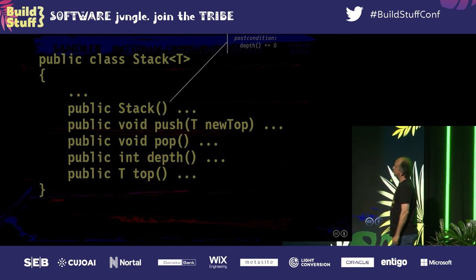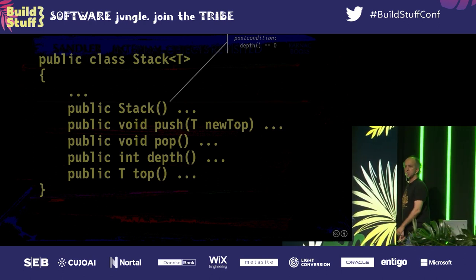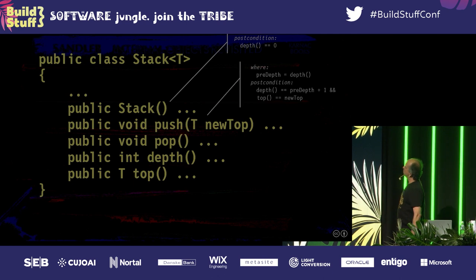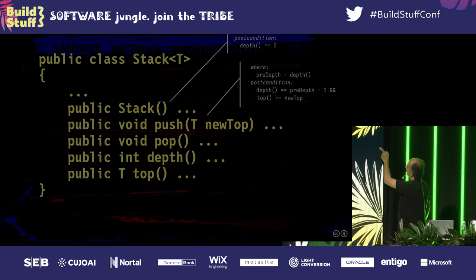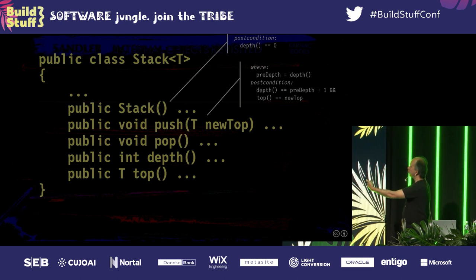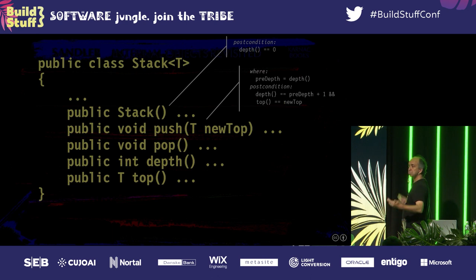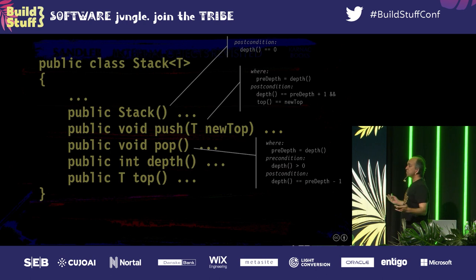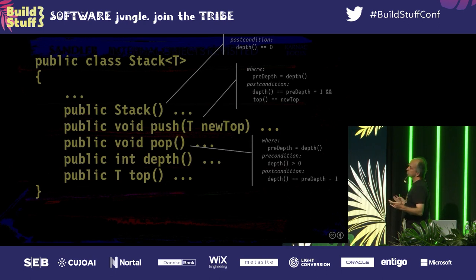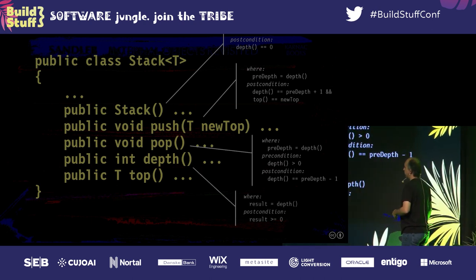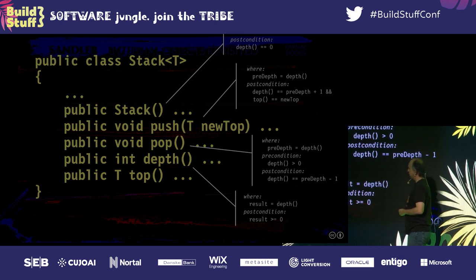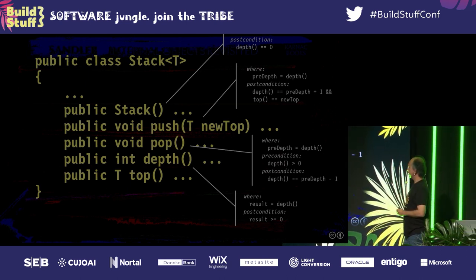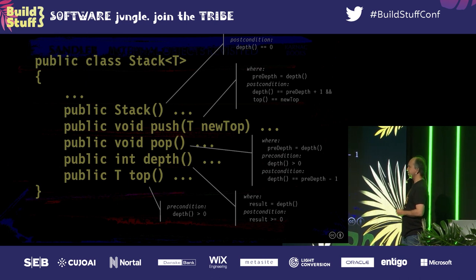What is the postcondition of the constructor? Well, the depth is zero. That's the postcondition. Once I've called it, that's the one thing I can guarantee. What about push? Where the pre-depth is the depth before you called it, the postcondition is that the depth is the pre-depth plus one, and the top is whatever you just pushed. Cool. Pop: precondition, can't be empty. Postcondition, it'll have one less element. The depth. Yeah, we're going to find that this is not very exciting. The depth is, well, it can't be negative. That's all we can say about it. And the top, really, we can't say very much about it at all.